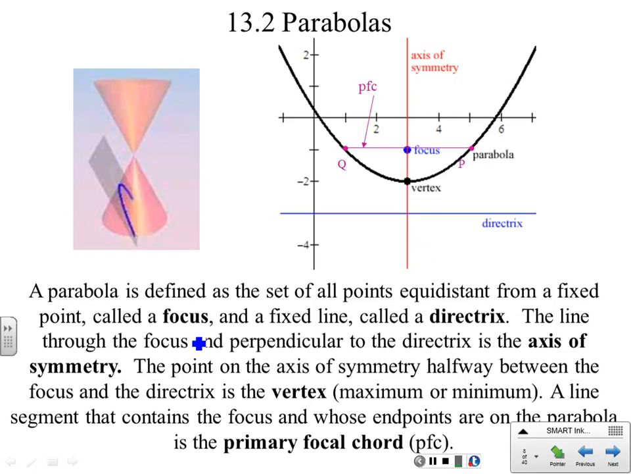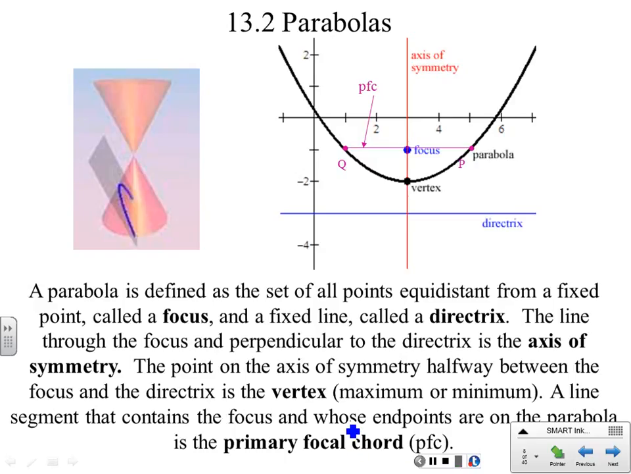Alright, the line through the focus and perpendicular to the directrix, that's your axis of symmetry. We've already talked about that. The point on the axis of symmetry halfway between the focus and the directrix, I just said that is your vertex. It's the maximum or minimum of the parabola. You need to know that for calculus. And a line segment that contains the focus and whose endpoints are on the parabola is the primary focal chord. And you're going to need to know all of these.